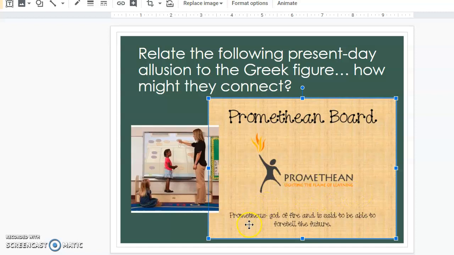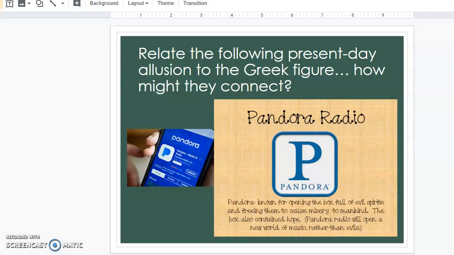And we know that Prometheus is the god of fire. They use this because they made a correlation to foretelling the future, but that's like future learning. And that's another interesting concept.